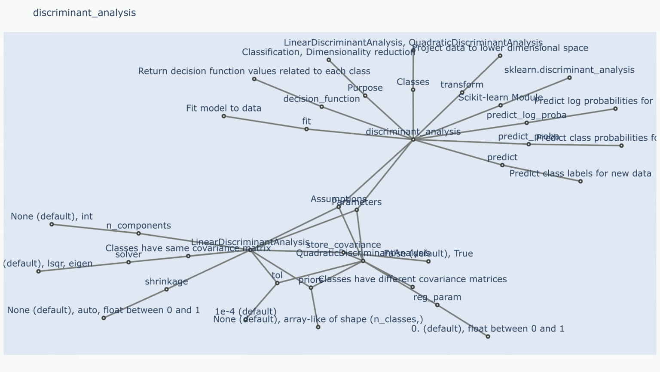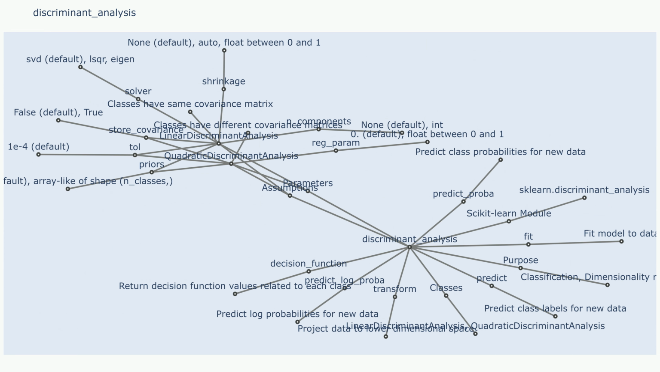import LinearDiscriminantAnalysis. From sklearn.datasets import load_iris. From sklearn.model_selection import train_test_split. Load the iris dataset: iris = load_iris(), X = iris.data, y = iris.target. Split the data into training and testing sets: X_train, X_test, y_train, y_test = train_test_split(X, y, test_size=0.2, random_state=42).